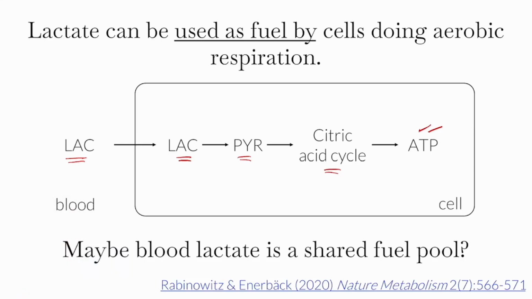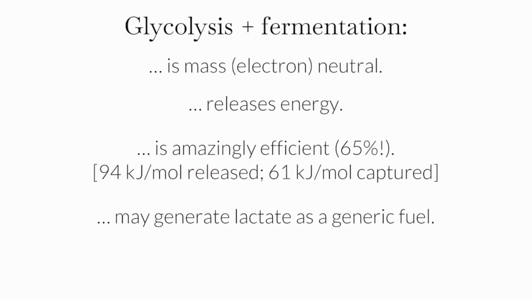So lactate goes into the blood, and it's just this shared resource that everybody has access to. Rather than being a waste product that has to be processed by the liver and the Cori cycle, it's just a general shared food or fuel that's produced by a few cells that are really intensely, say, running glycolysis and fermentation, and then the other cells can use that as an input for other processes. So it's a mass neutral process that releases energy and is energetically efficient. It also might generate lactate as a generic fuel that's used by many different cell types.